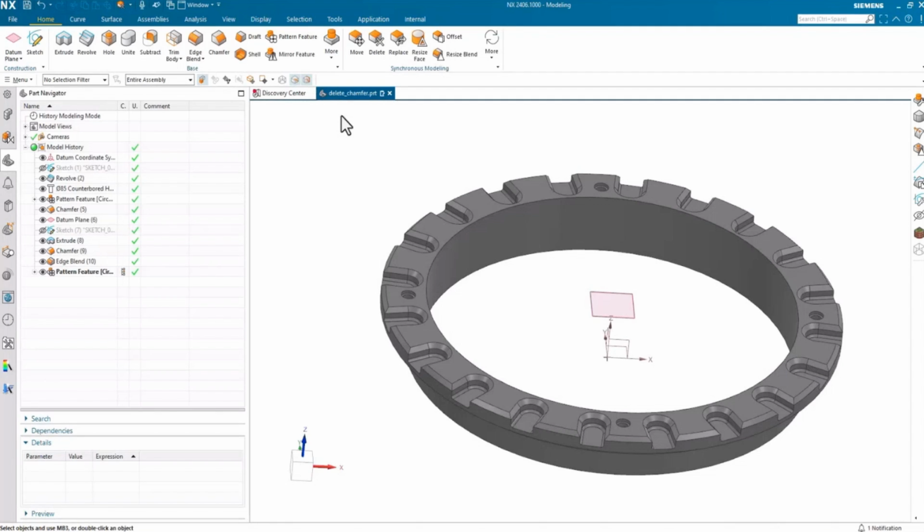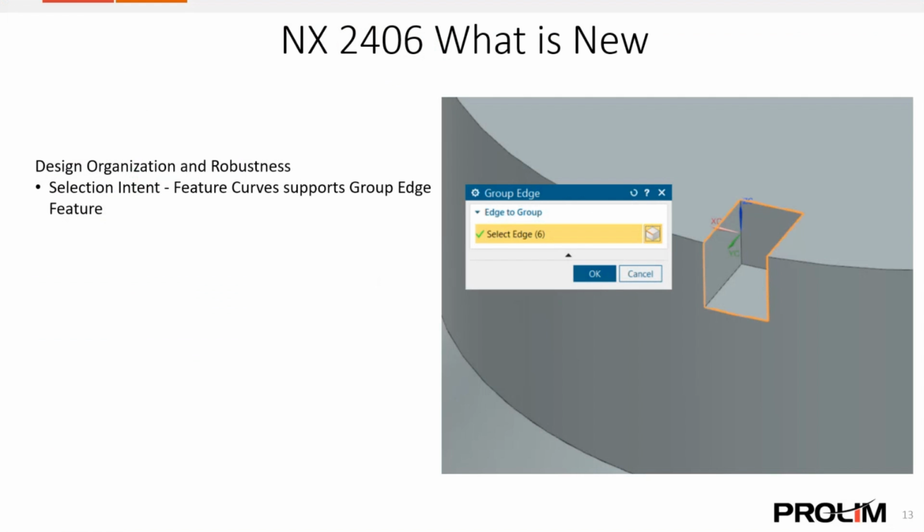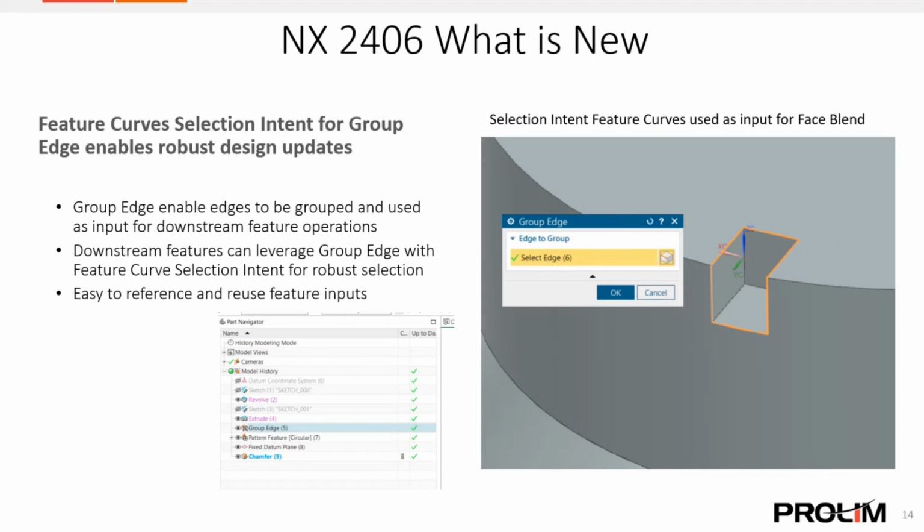I do have a video on that too, but we're not going to look at that. We'll just go ahead and move on to our next thing here. This here is a selection intent. What this allows me to do is go in there and group edges, and those edges can be used later on downstream. For this particular one, I'm going to bring up that same model, and we're going to go in and actually suppress some features and go from there.